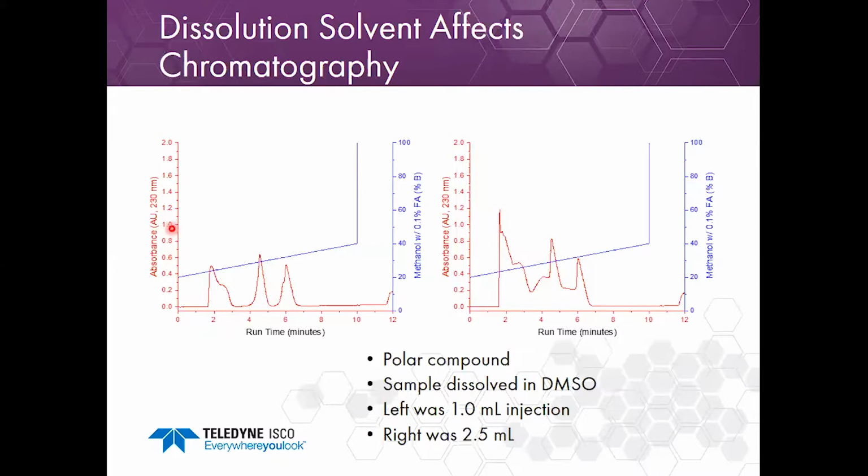However, I still have a lot of resolution at baseline, so I tried to inject more sample. I injected 2.5 mLs, and we see now that I no longer have good clean chromatography. The peaks are running together somewhat, and the peaks are also running into the DMSO at the front of the purification.